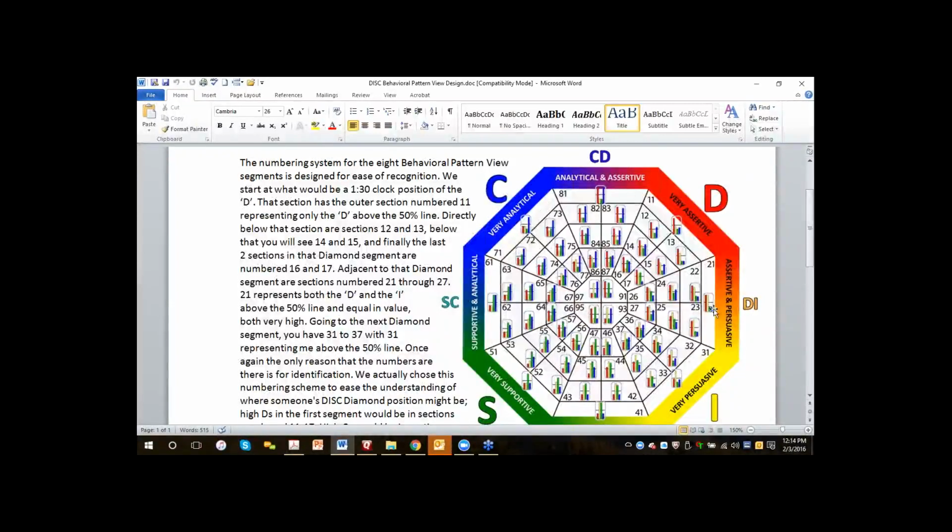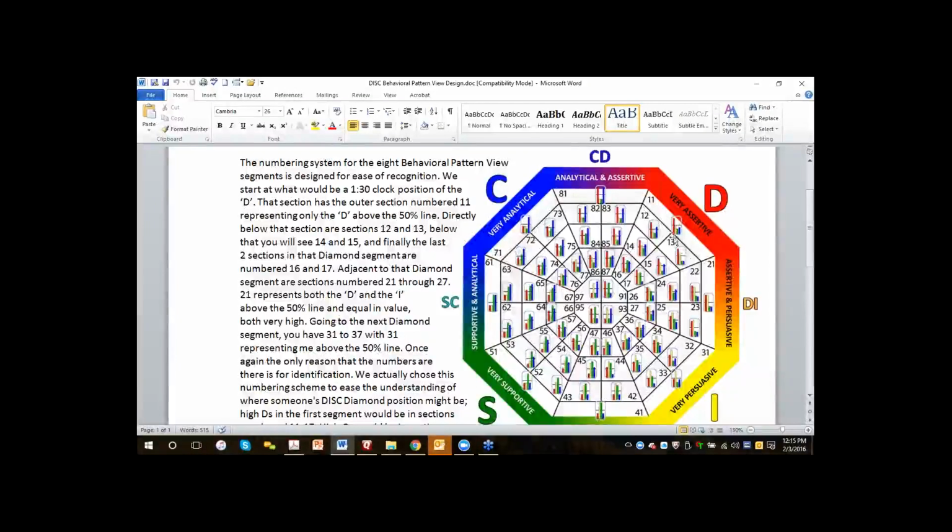Now, as we go to, let's say, 21, you'll notice that both the D and the I are above the center line. They're really close, but I would say probably the D is a bit higher. Here's a combination, the S and the I, almost exactly the same, but both of them are above because it's midway between the I and the S. Same here, this is midway between the S and the C. They're the only two above the center line. And over here, the C and the D, both above the center line.